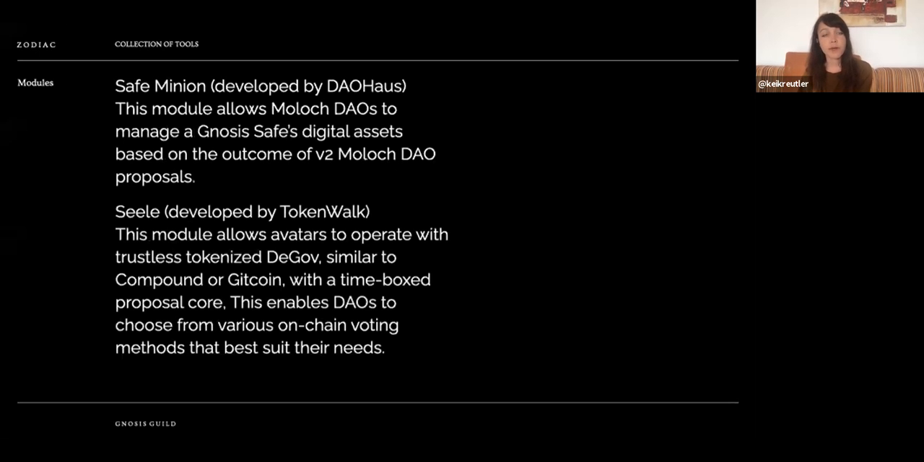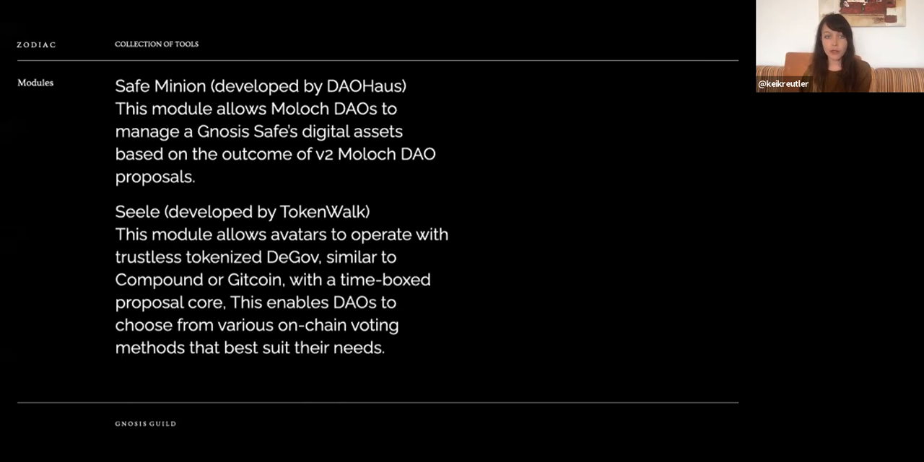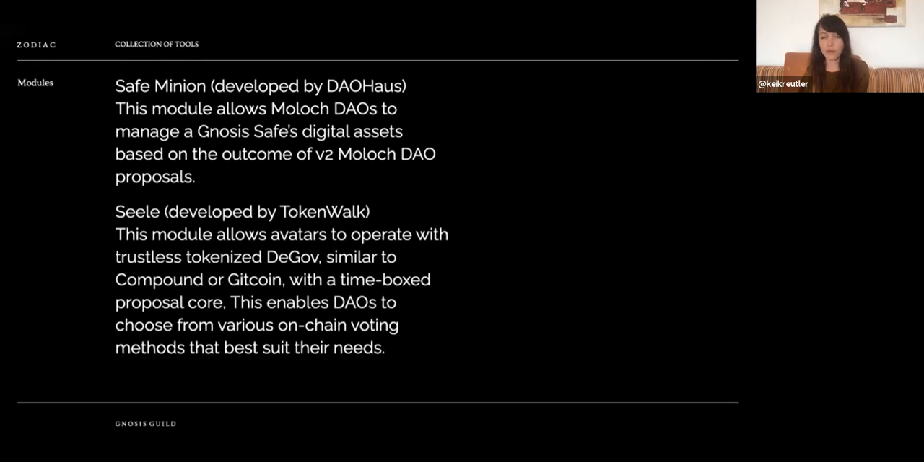These include modules built by other teams, such as Safe Minion, which was developed by DAO House, and which we can set up ourselves. It allows Moloch DAOs to manage a Gnosis Safe's digital assets based on the outcome of proposals. There's also Sila, developed by Token Walk and built by Nathan, who's also a member of the Gnosis Guild team, which allows avatars or accounts to operate with trustless, tokenized, decentralized governance, similar to Compound or Gitcoin, with a time boxed proposal core. Since launch, several changes and further abstractions have been made to this module, and we'll be publishing a blog post on it soon.